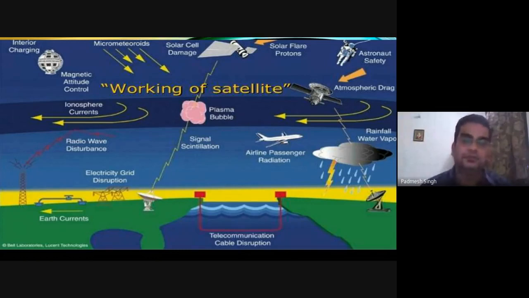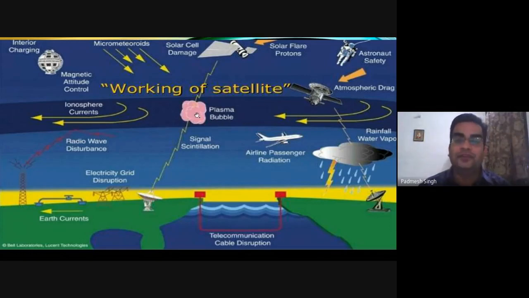After that, from outer space, when we come nearer to the Earth, the plasma bubbles and ionosphere current disturb the working of satellite. As we know, ionosphere is full of ions, so it gets accumulated or condensed over the satellite surface and may damage. Plasma bubble has the same effect on the satellite.